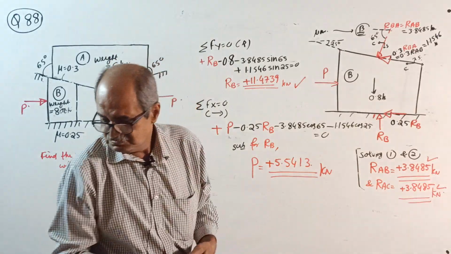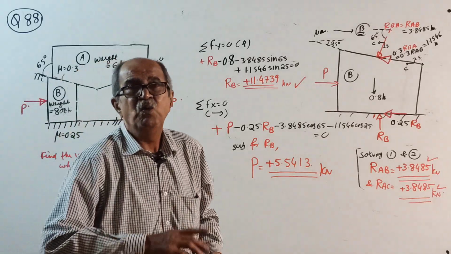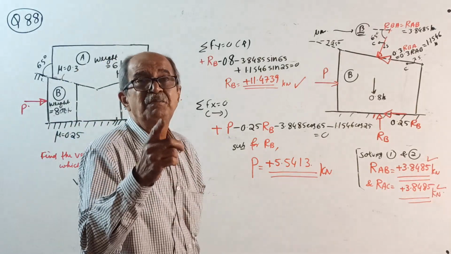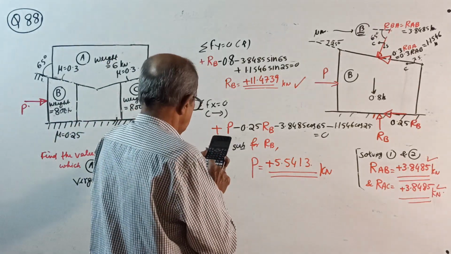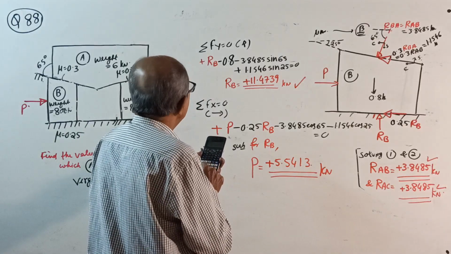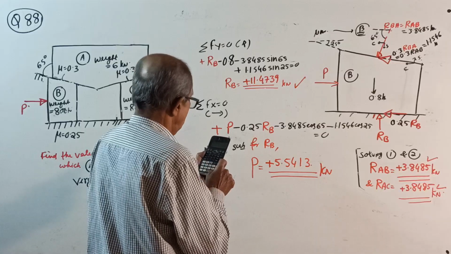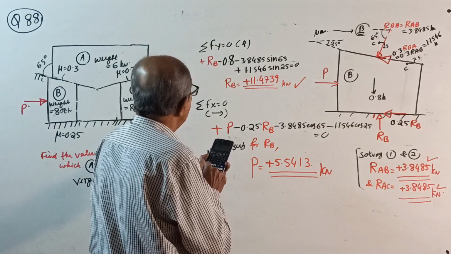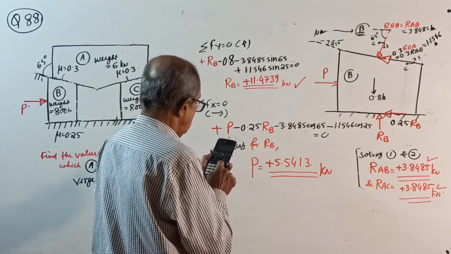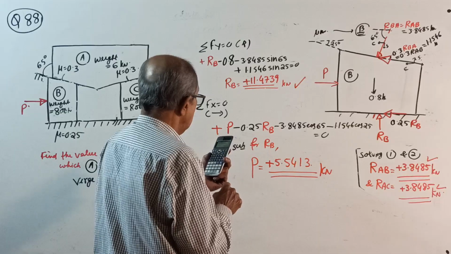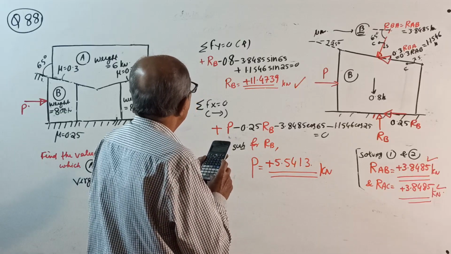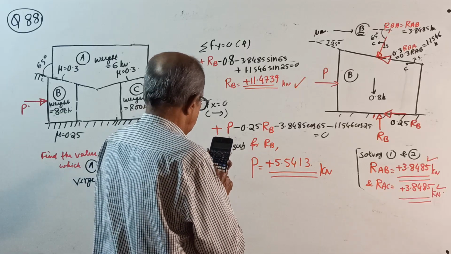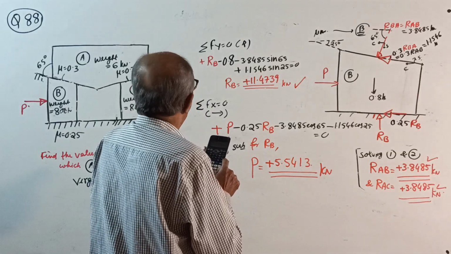0.8. Okay, now I will tell you how I came to know. That is using principle. Okay, so it is 0.8 plus 3.8485 into sine 65 minus 1.1546 into sine 25. It is coming something wrong on this.